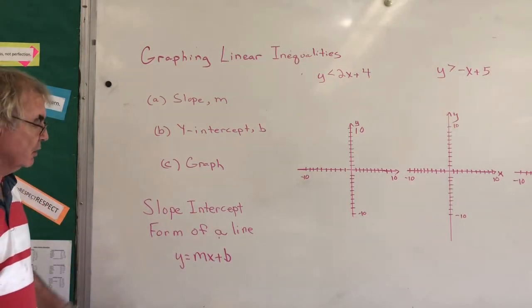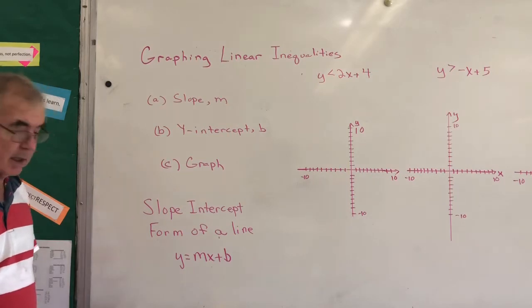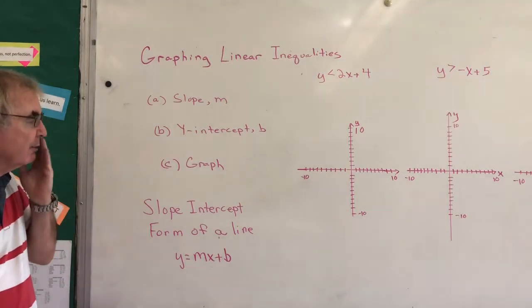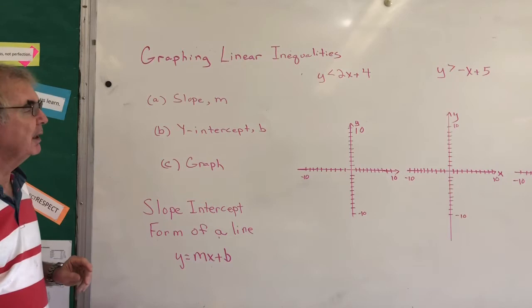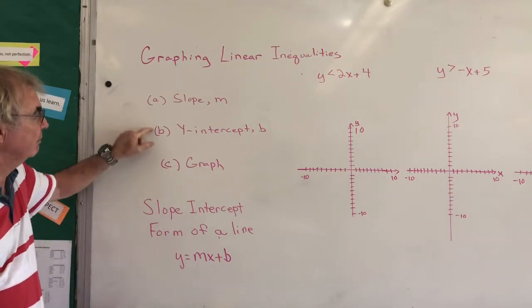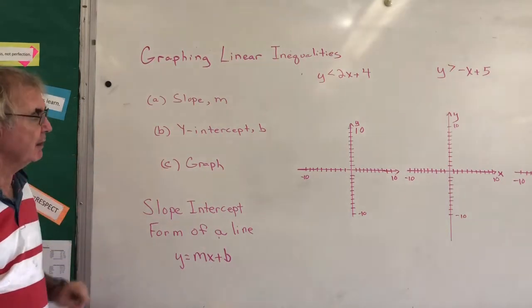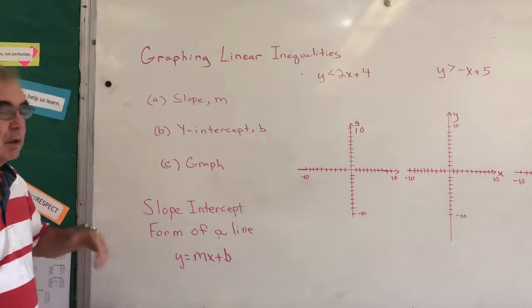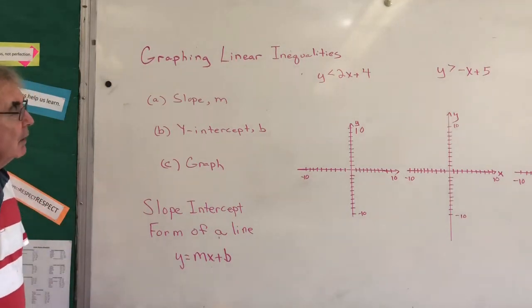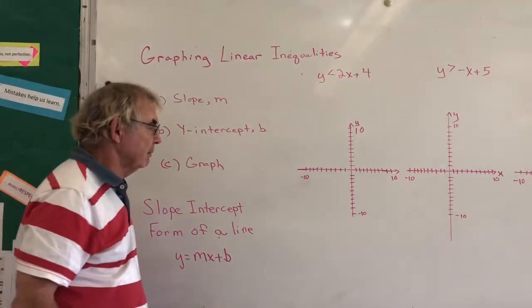So I assume everybody has had graphing of lines. So we're going to find the slope and intercept of each line, and then we're going to graph it. And the new part is we're going to apply the inequality. So let's look at our first example right here.